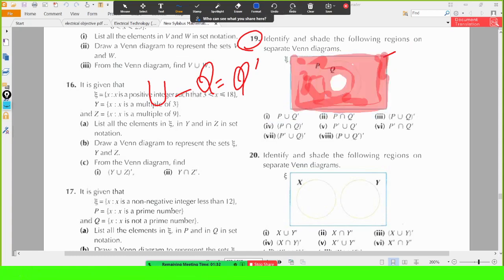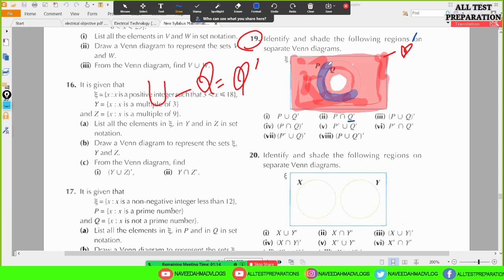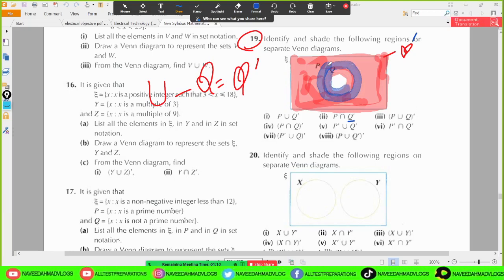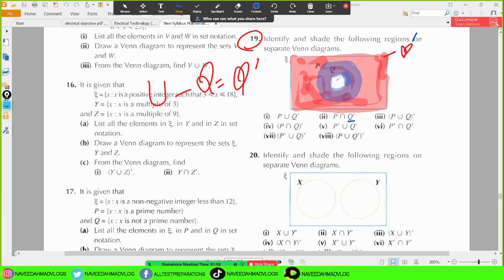Now let's do P intersection Q bar. This is your Q bar. Now P intersection Q bar: you will need to find the common region of P and the region of Q bar. So look here, this is common. This area is P and this area is also the same for Q bar. So this is your P intersection Q bar. Okay.